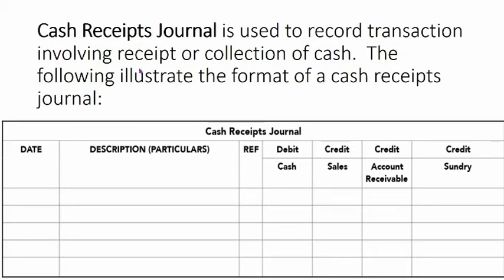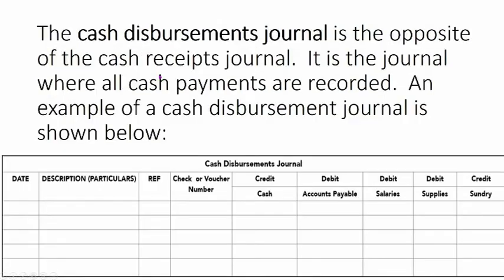We also have the cash disbursement journal, the opposite of the cash receipt journal, which is used for all the cash payments. You can see we have the date, the description or particulars, the reference, the check or the voucher number, credited to cash because it is cash disbursement, and debit to either accounts payable, salaries, supplies, or credited to owner's equity also.